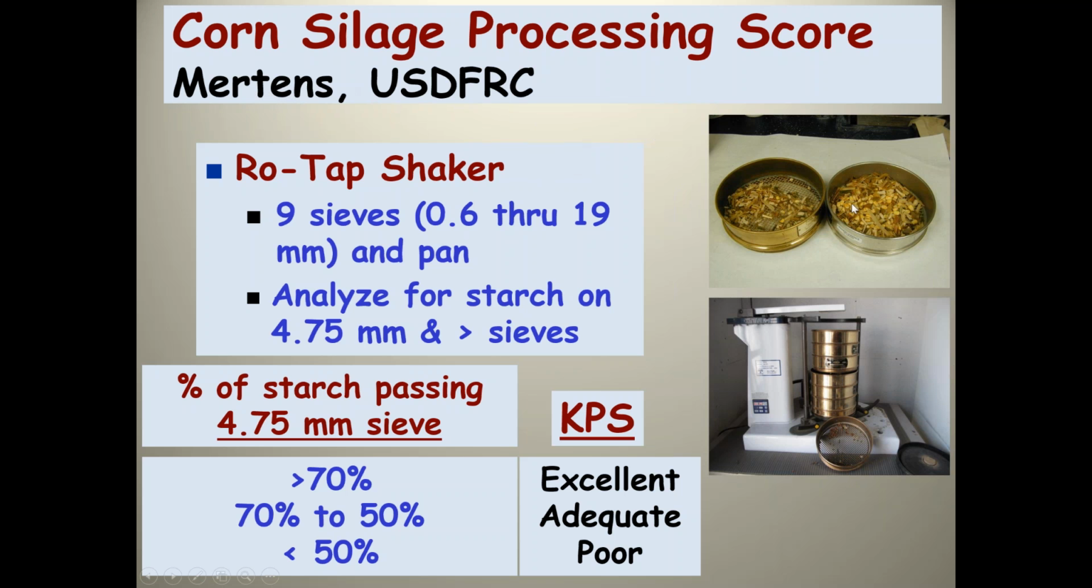And then a starch assay is done to determine the percent of the starch in the sample that either passes through that screen or is retained. And kind of the index that's been used for quality control analyses in the field or on farms has been greater than 70% would be excellent processing of the kernel, and less than 50% would be poor.